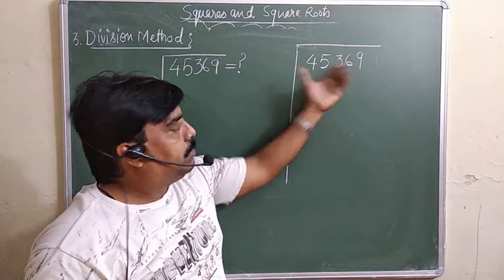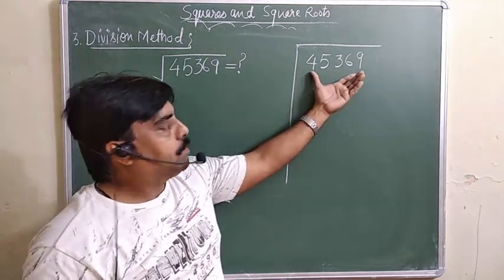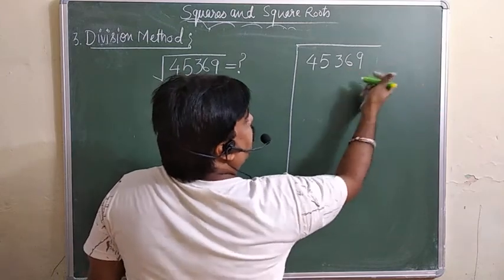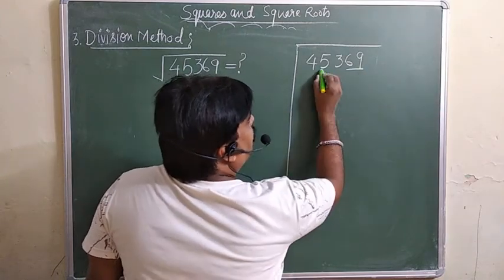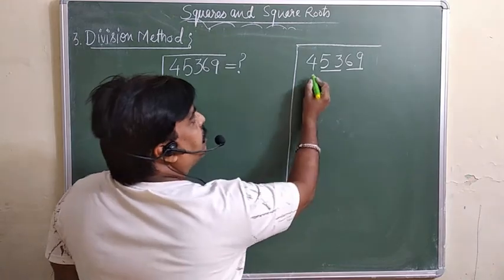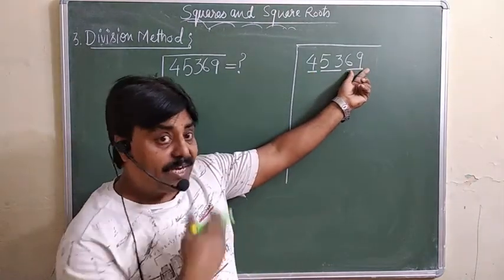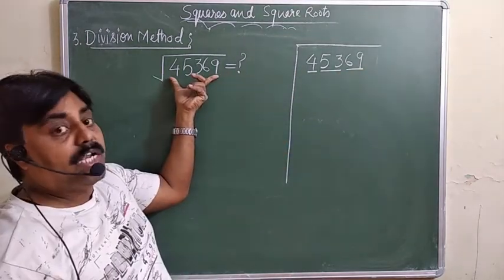So if the number is given without a decimal point, what will we do? We are supposed to make the pairs from the right hand side. आप इसका पेयर बनाइए राइट साइड से. So this is 69, one pair, 53 is one pair, 45 is one pair, and this 4 is separate, alone. No problem. You are supposed to make the pairs from the right side only, if the number is without a decimal point.